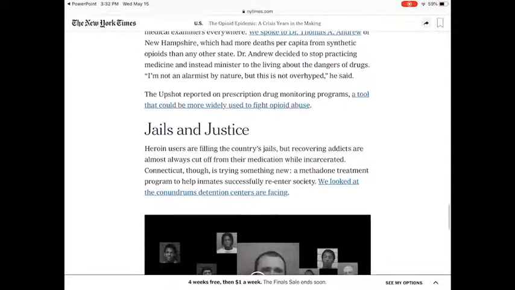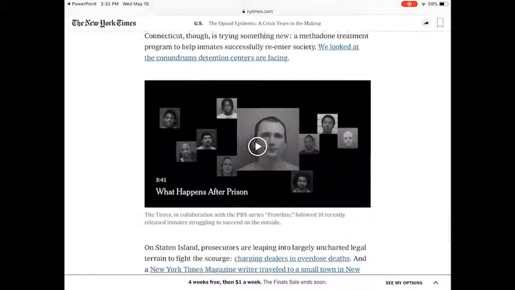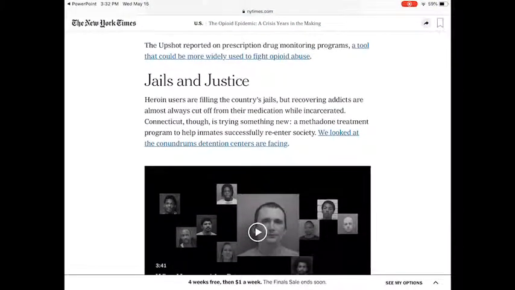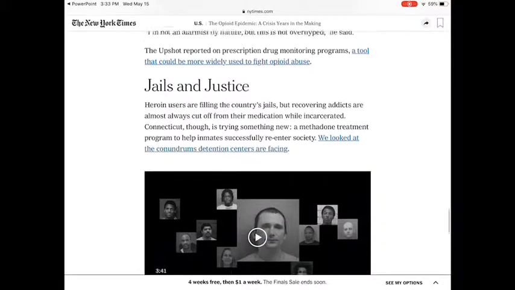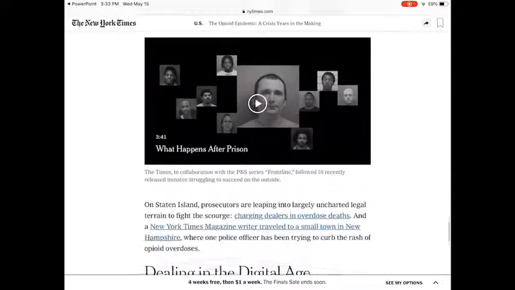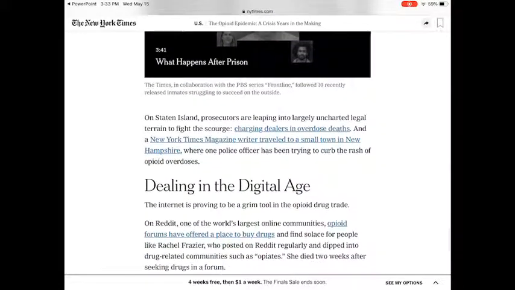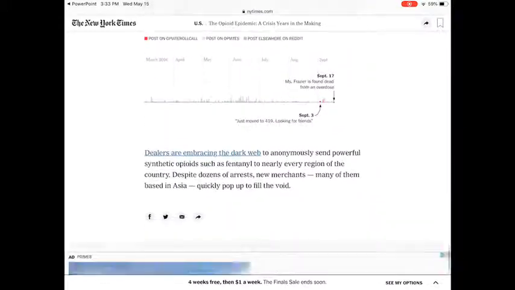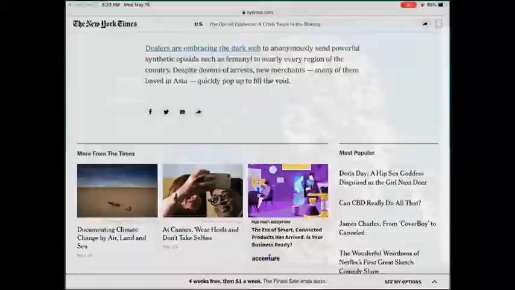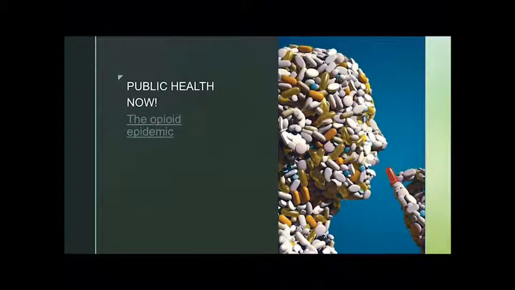Let's see if there's anything else I wanted to show you here. This is something I don't have time to go over, but you can look here. They talk about the issues that detention centers are facing and how methadone treatment continues to be a really important piece of the puzzle and how we recover these people. Okay, I'm going to stop there and go back to the PowerPoint, but it's a really interesting article if you're interested in learning more about that.